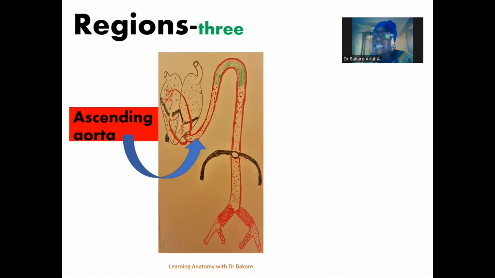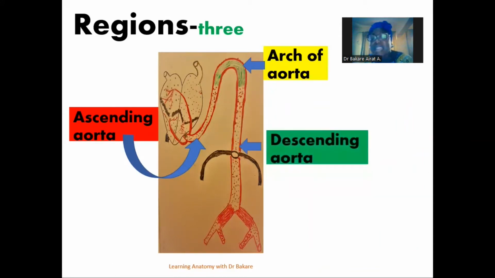After the ascending part, the aorta will arc over itself. And this region is called the arc of aorta, and this is the region I highlighted in green. After the arc, the aorta will then descend down, and as it descends down, this region is called the descending aorta, just as the name implies, because it actually descends down the body.